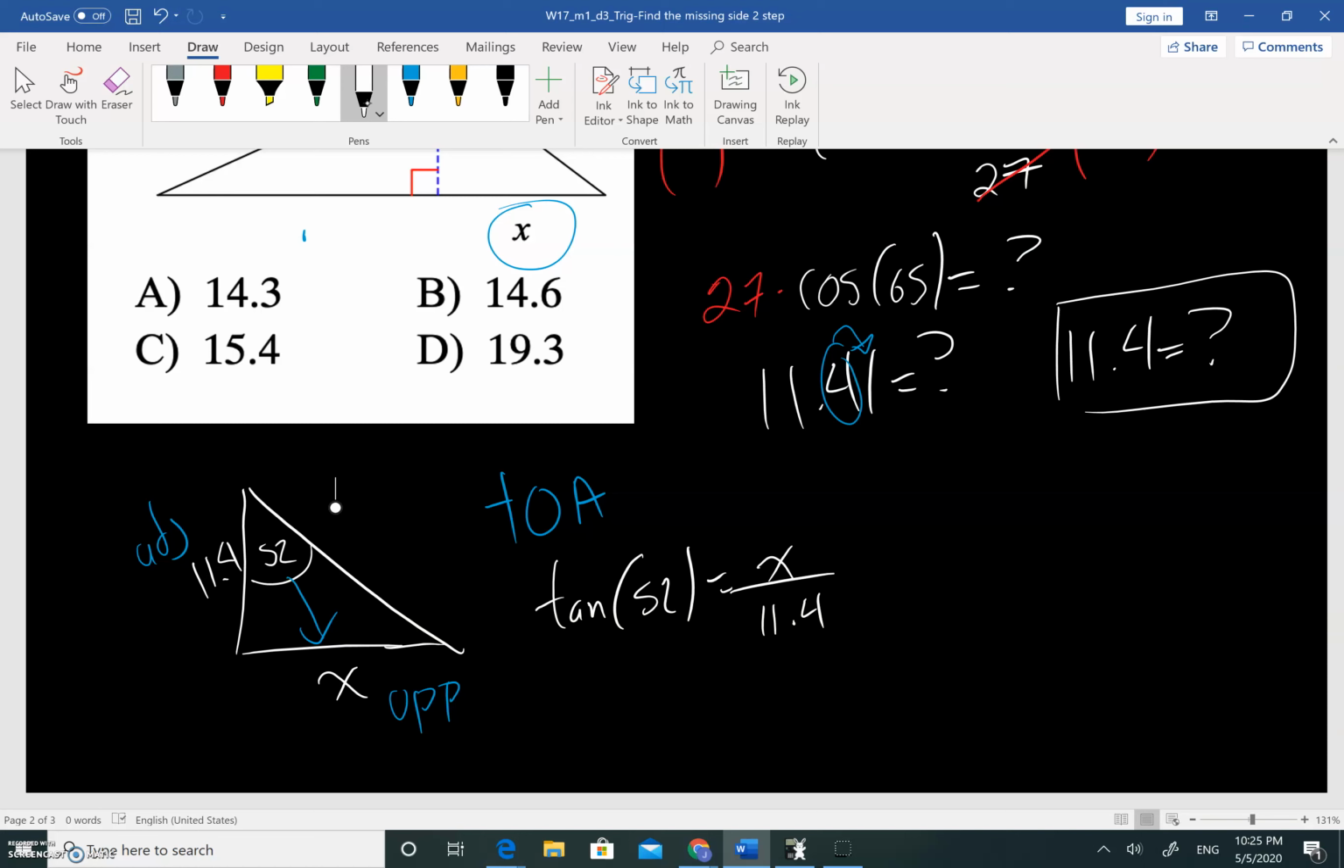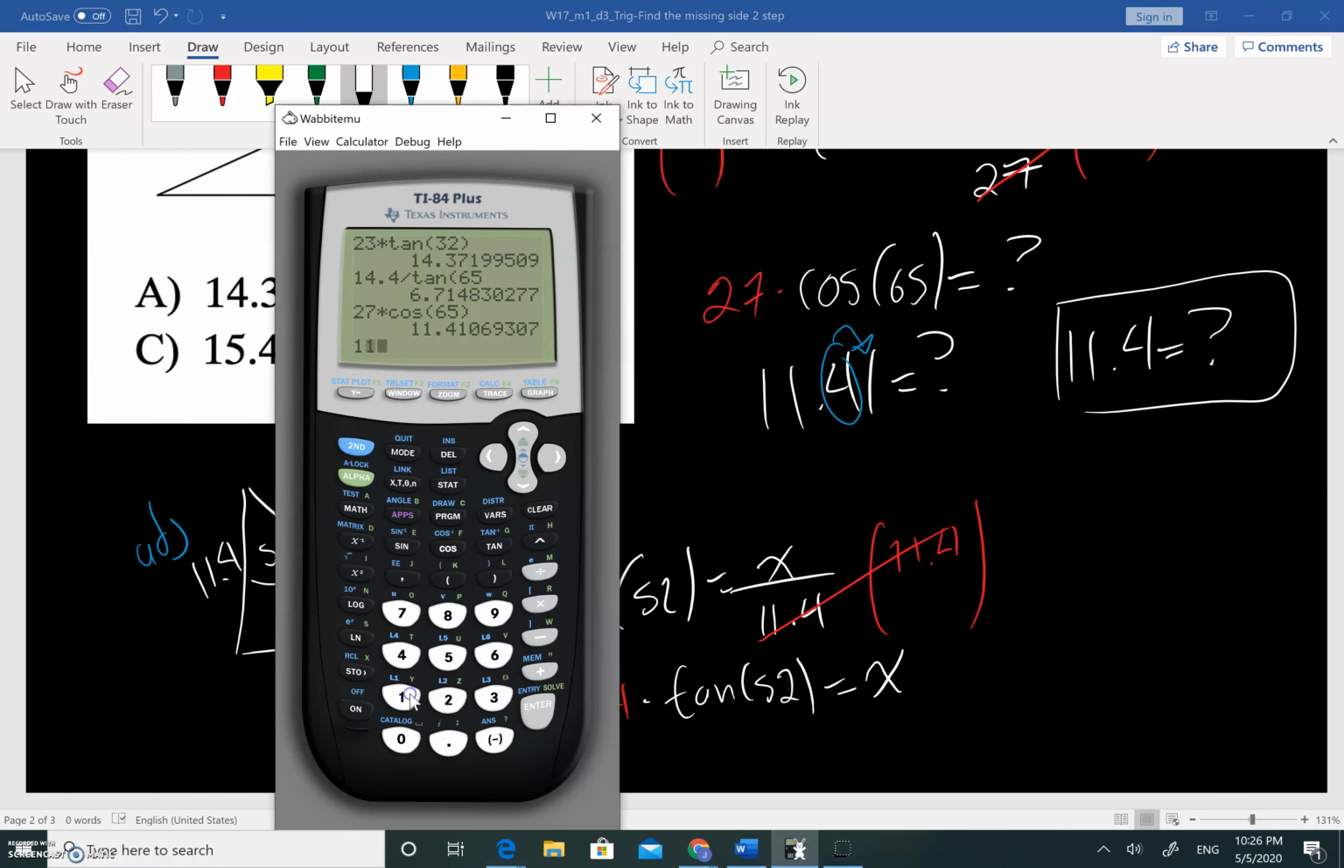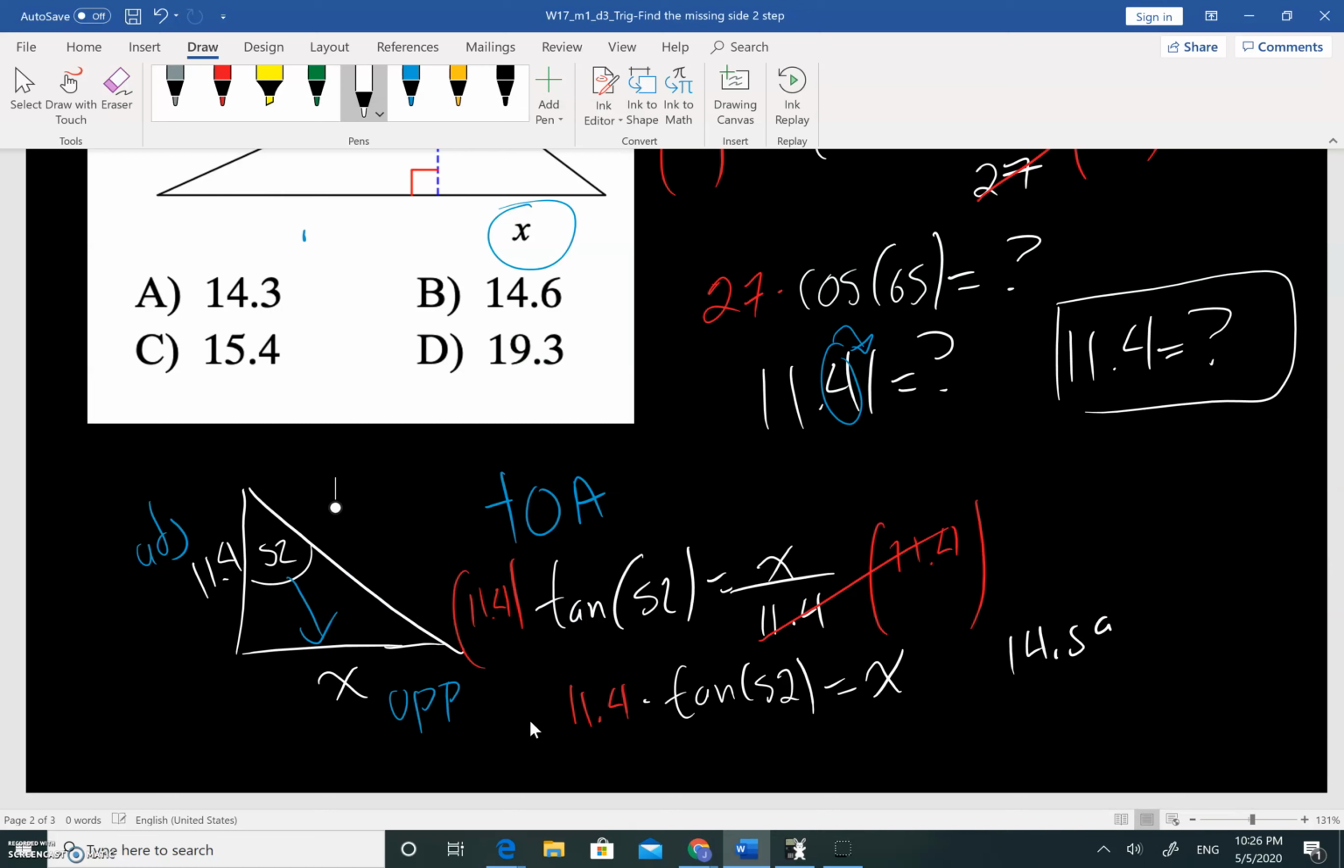And now from here, we have to get rid of the fraction. So we multiply both sides by 11.4. These two are going to cancel out. So we have 11.4 times tangent of 52 is equal to my x. Let's put that in the calculator and get our answer. So 11.4 times tangent of 52 is equal to 14.59. 14.59 is equal to x.